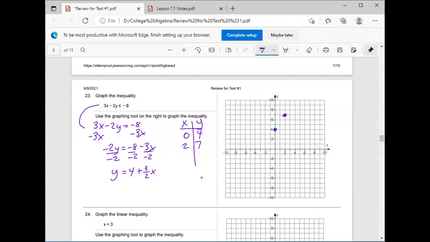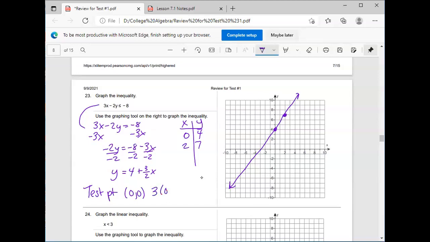Okay. Now we've got to decide if we fill in the line or make it dotted. Which one is it? Fill it in because it has the equal to. So that means we would have a solid line here. And then the last step is to figure out what you shade in. Do you shade in the top or the bottom? You remember from last class that we need a test point, and our test point is 0, 0 most of the time, unless 0, 0 is on the line, then we'd have to pick some other point.